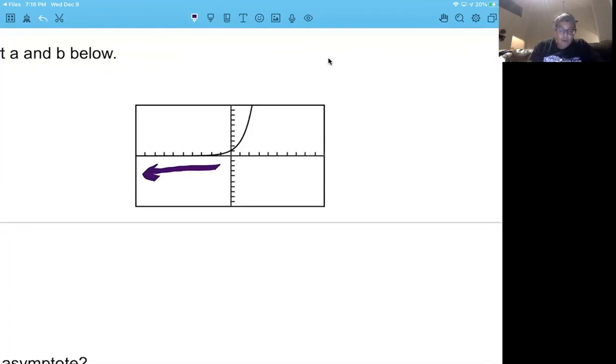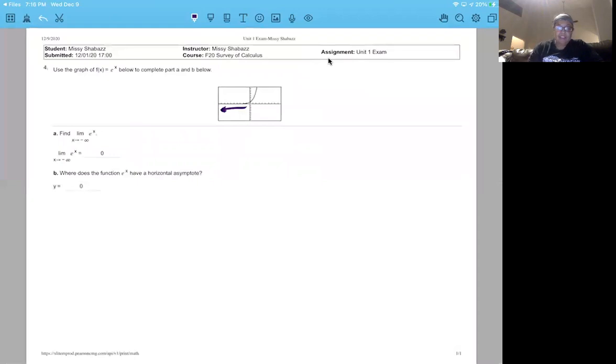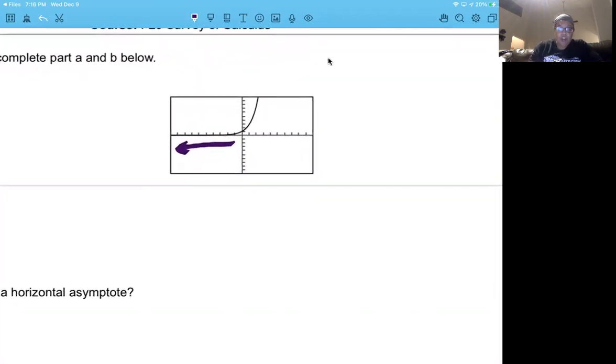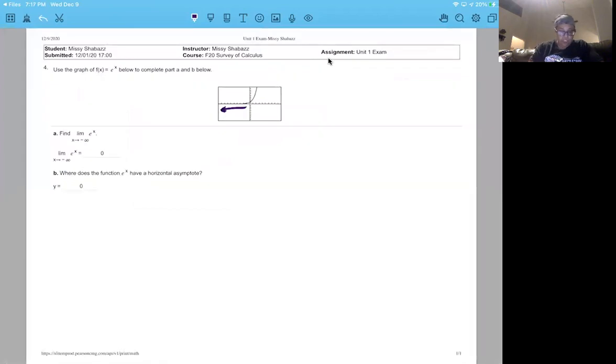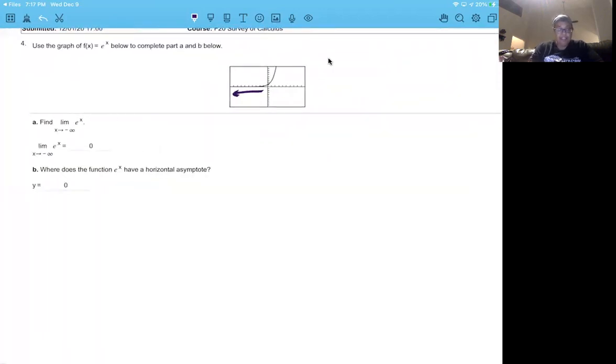As I go to -infinity, I know that e to the x has a horizontal asymptote at 0. So as I go to -infinity, I get really close to 0, but I don't touch it. So the limit as I go to -infinity is 0. And then the question is, where does e to the x have a horizontal asymptote? It has a horizontal asymptote at 0.